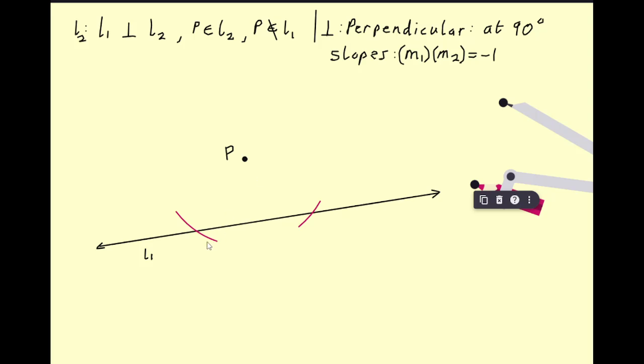So now, if I get the perpendicular bisector of these points here, where our arcs cross the original line, then we are going to end up with that perpendicular bisector going through P. So that line, that perpendicular bisector between these 2 points on L1, is going to give us the line L2, because it'll be perpendicular to L1 and it'll have to go through the point P. So now we're going to get the perpendicular bisector of those 2 points.